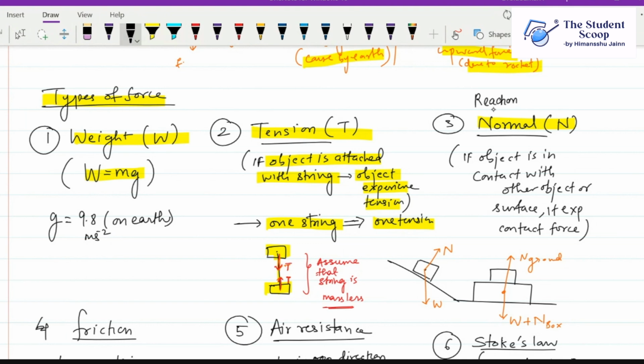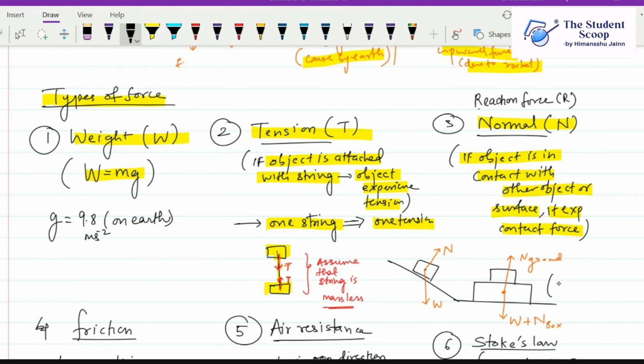Okay, so these are the similar names, sometimes given as capital R as well. It is a force between objects that are in contact with each other, or an object and a surface. It is some kind of a contact force. It depends on the material of the surface and the object itself.